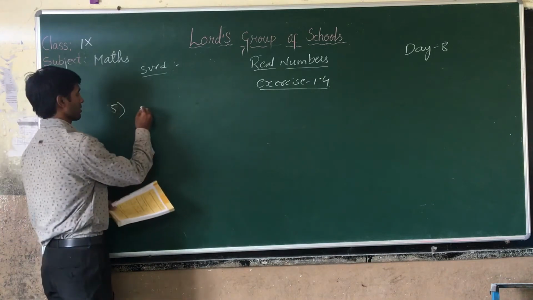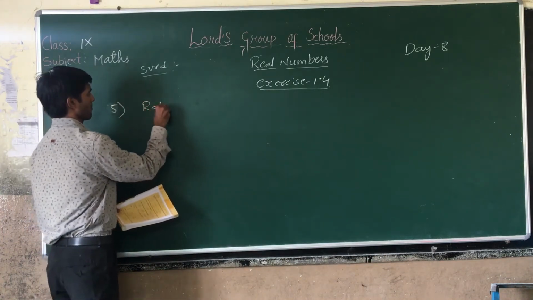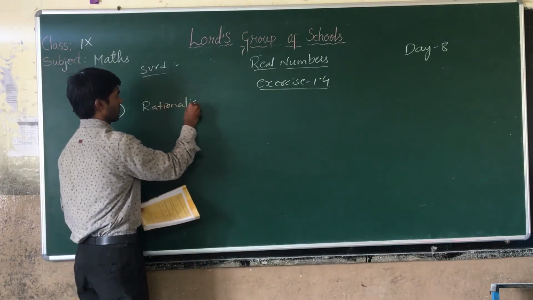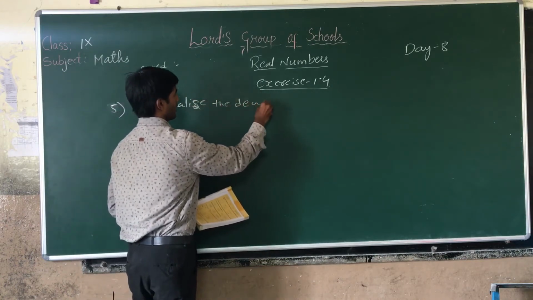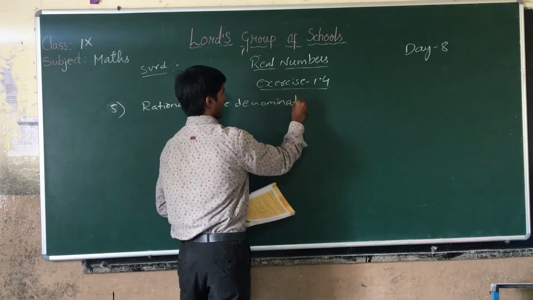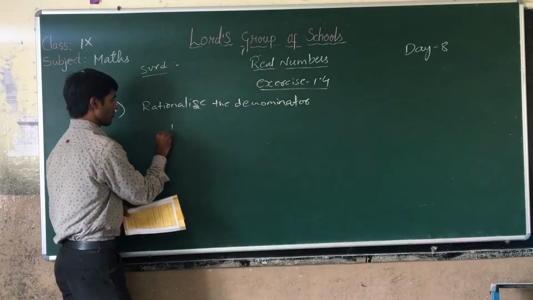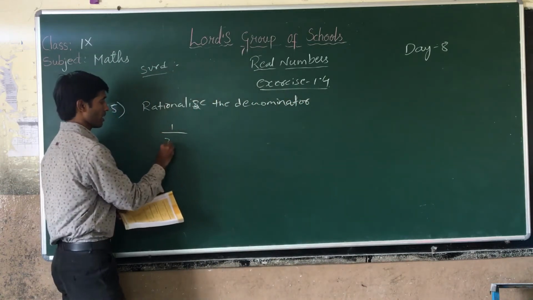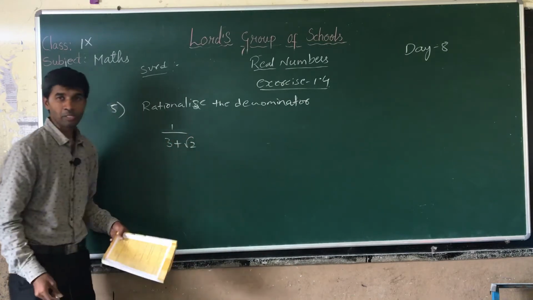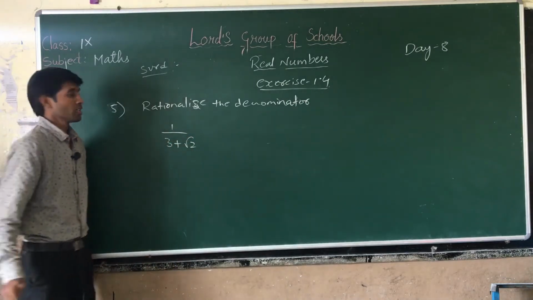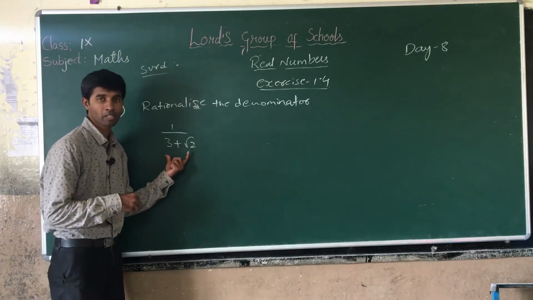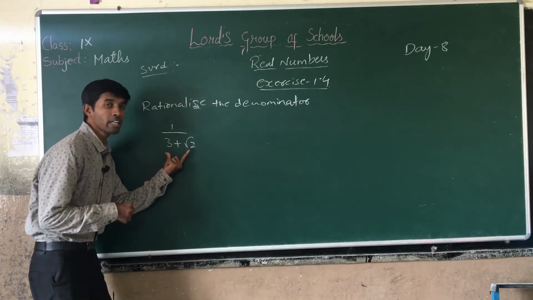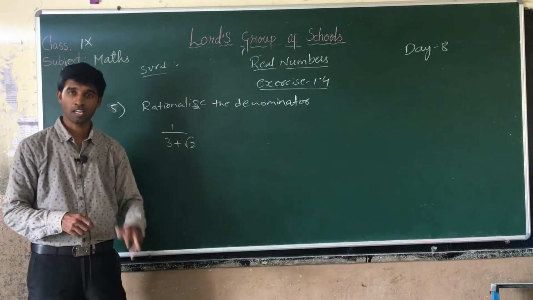Rationalize the denominator. The question is 1 by 3 plus root 2. In the previous one, rationalize the denominator means we have to make the denominator a rational number.